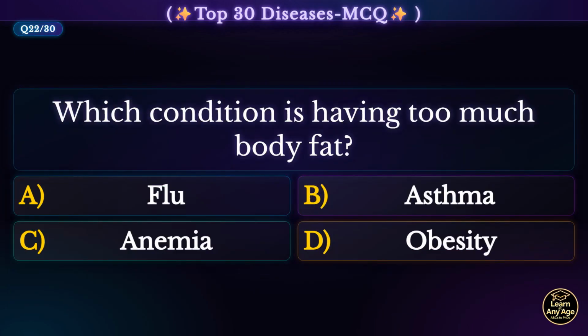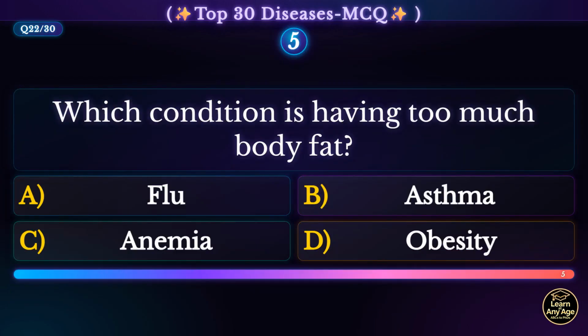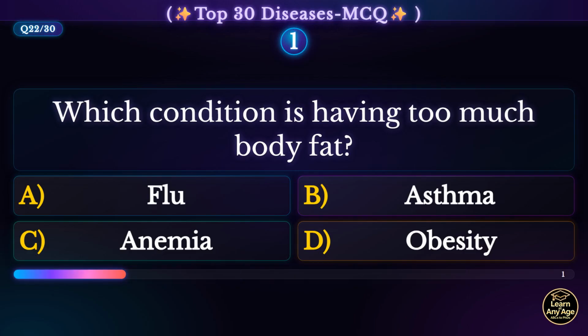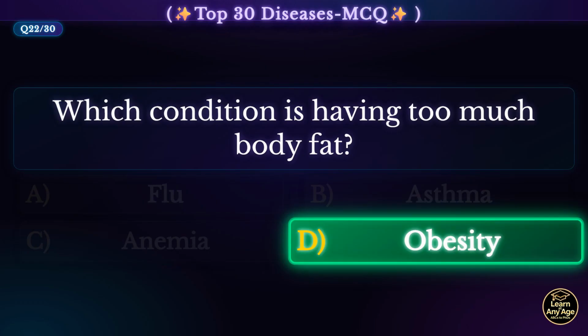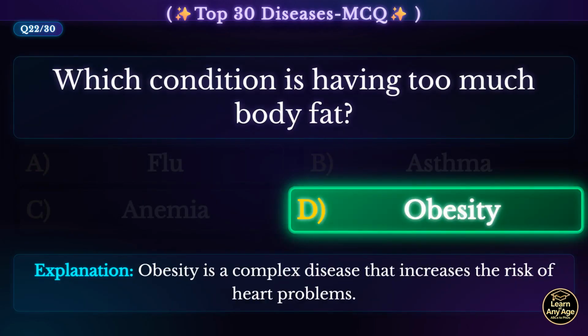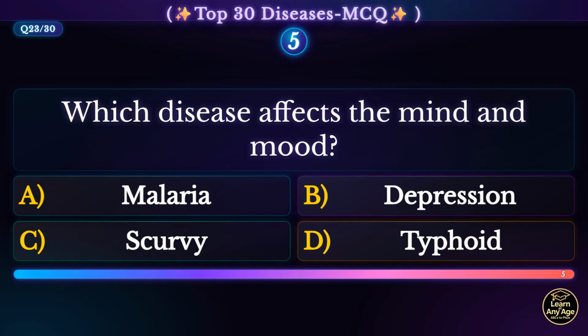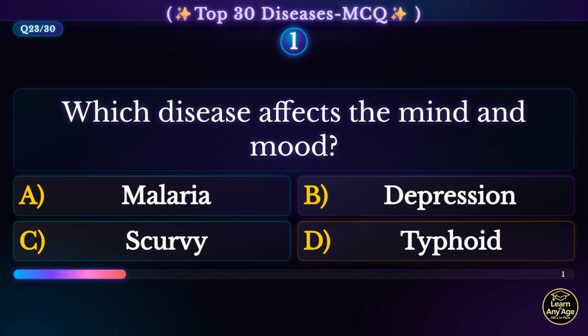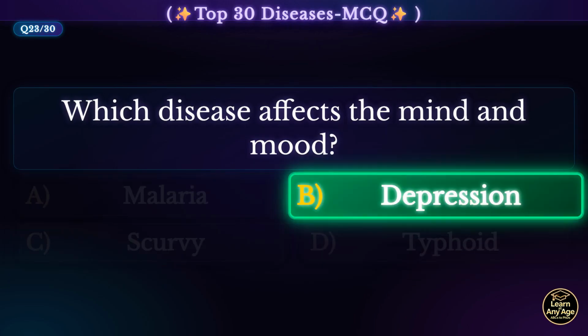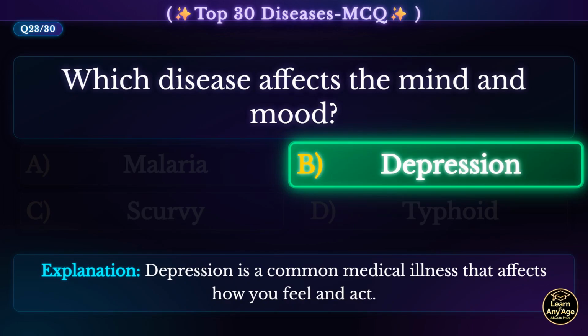Which condition is having too much body fat? Obesity. Obesity is a complex disease that increases the risk of heart problems. Which disease affects the mind and mood? Depression. Depression is a common medical illness that affects how you feel and act.